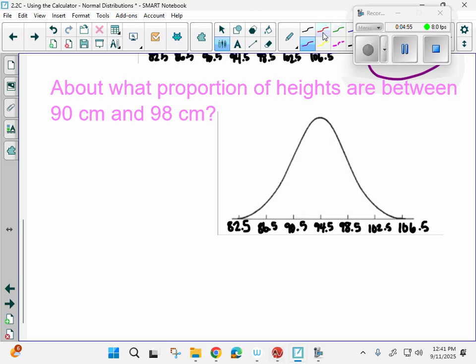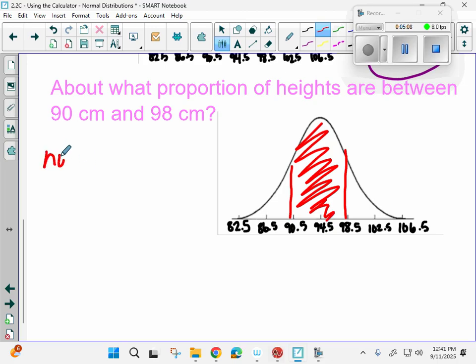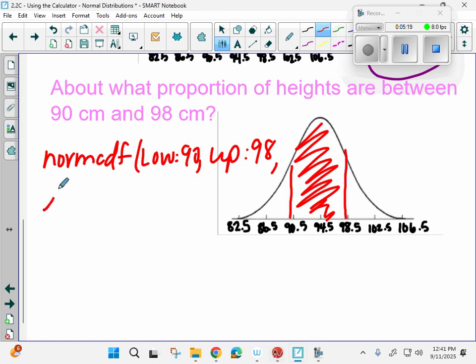So again, you would label your lovely graph here. We would go 90 to 98. Okay. And we would do norm CDF. My lower bound is 90. My upper bound this time is 98. And my mean is 94.5. And my standard deviation is 4. Did you guys get about 68%?